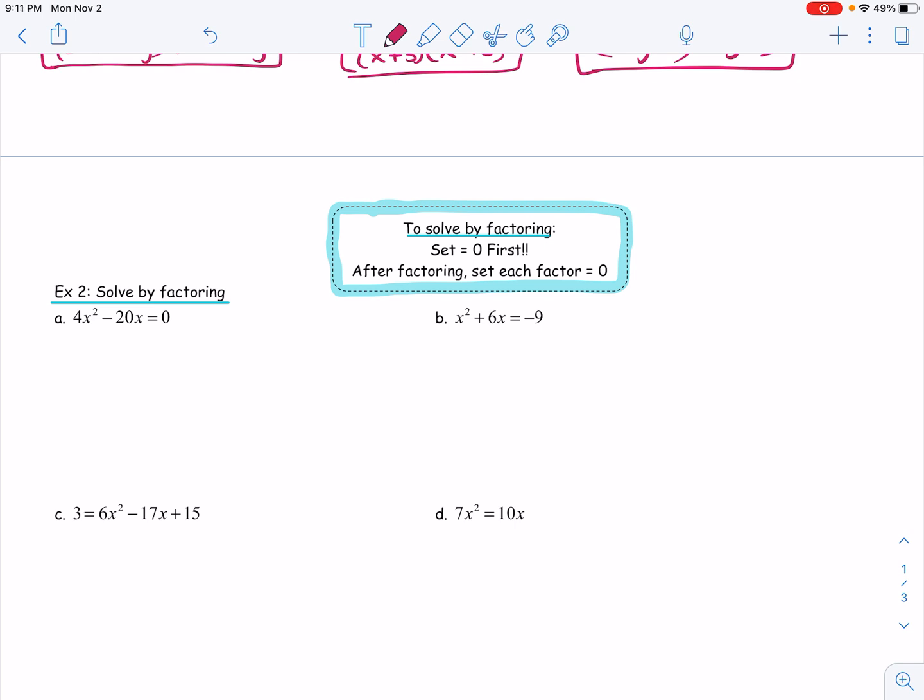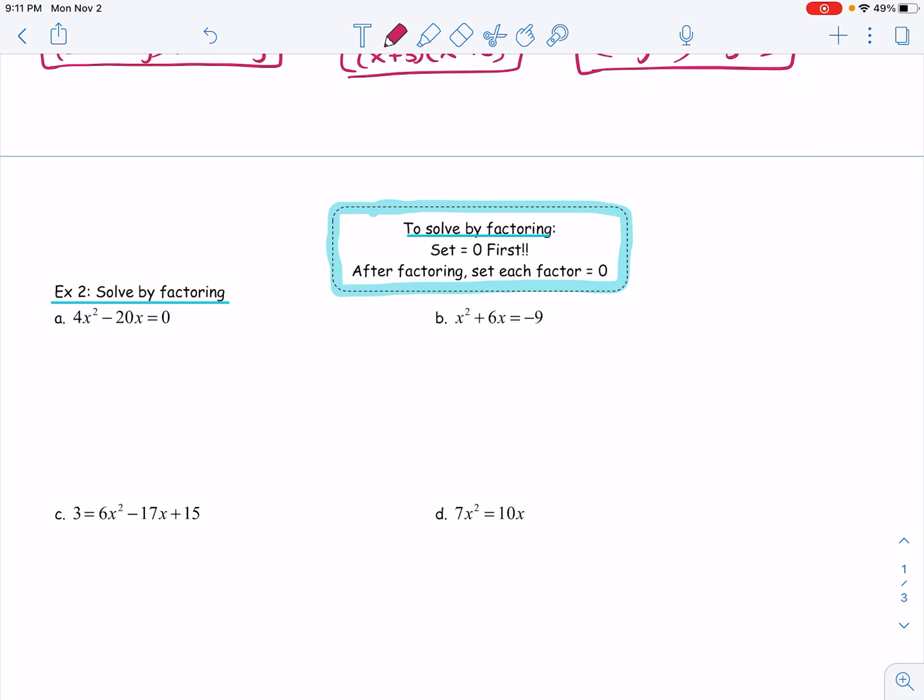And then you set each factor equal to 0 and you're going to get 2 values of x for the most part. Sometimes you'll only get 1, and that's obviously when the vertex is on your x-axis, so it's just one x-intercept, one root, one zero. But most of the time, a quadratic does have two roots, two zeros, two x-intercepts.